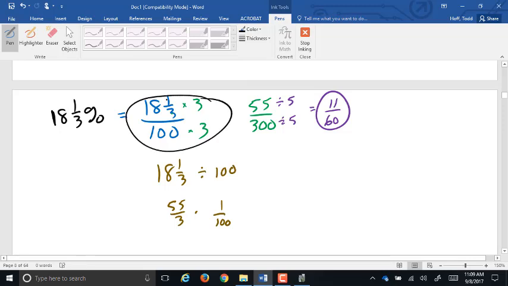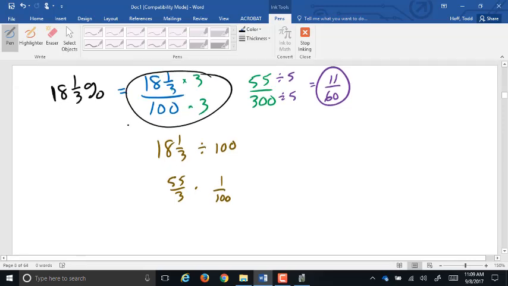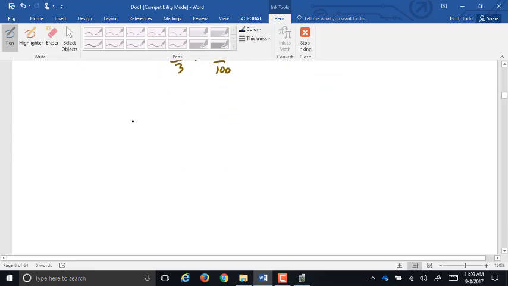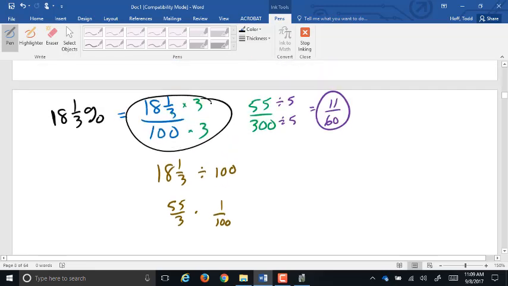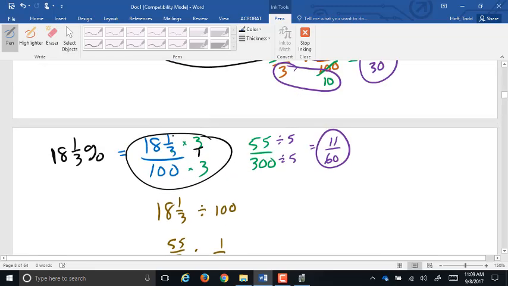Well, are you blurring the two things together? Well, that would be right here. That would be 3 over 1 times this. Technically, this here is 55 over 3 times 3 over 1. I just didn't write it out. I just gave the answer of 55.